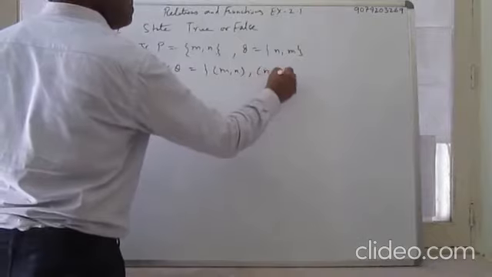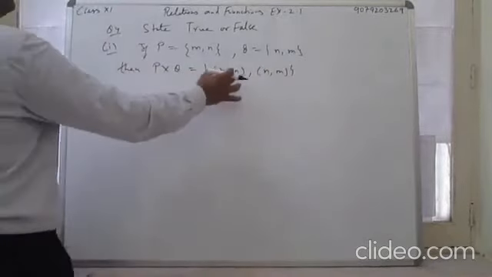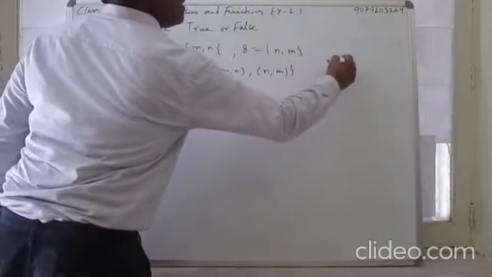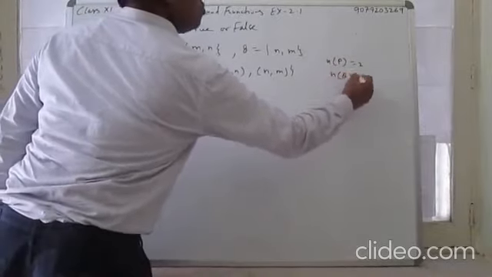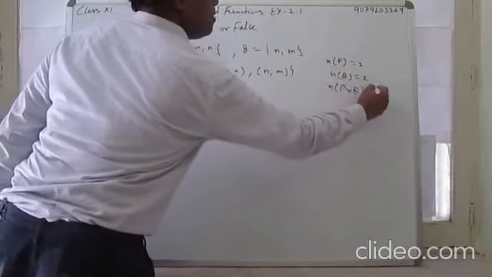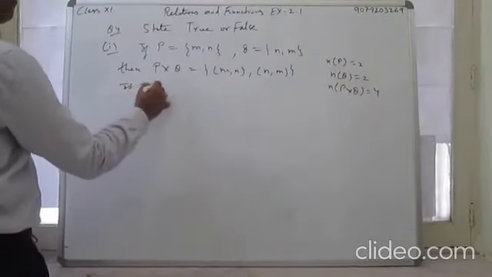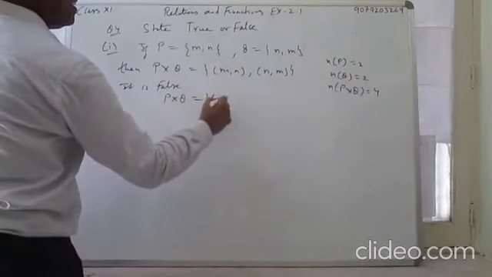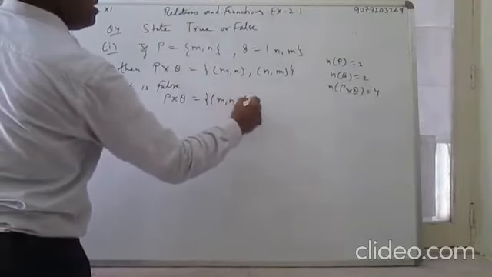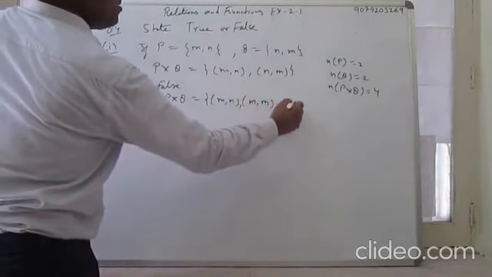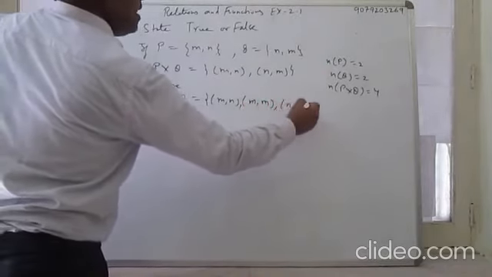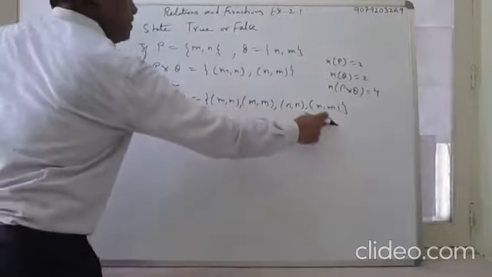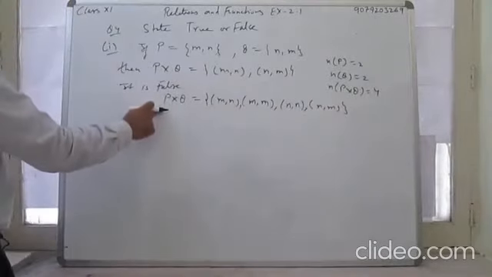So, how many elements are given here? Two ordered pairs. How many will there be? How many are in P? 2. How many are in Q? 2. So how many will be in P cross Q? 4. So it is false. So rewrite again: P cross Q is equal to {(m, m), (m, n), (n, n), (n, m)}. This is the four ordered pairs in the Cartesian product P cross Q.